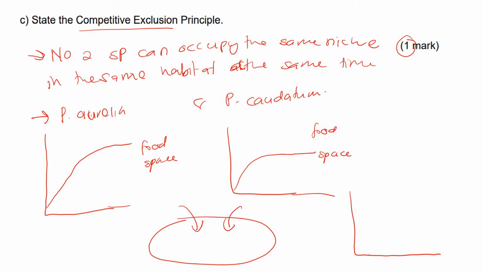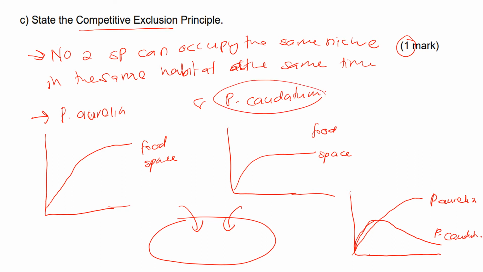So in this case, when you grow Paramecium aurelia and Paramecium caudatum together, the stronger species, which is Paramecium aurelia, will survive, but Paramecium caudatum will not be able to survive. This is Paramecium aurelia, and this is Paramecium caudatum. Paramecium caudatum is the weaker species, so it will not be able to compete for food and space with Paramecium aurelia.